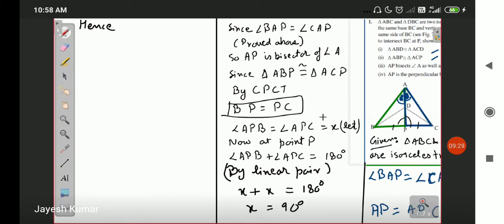See, P became the midpoint of line BC. How so? BP was equal to PC.